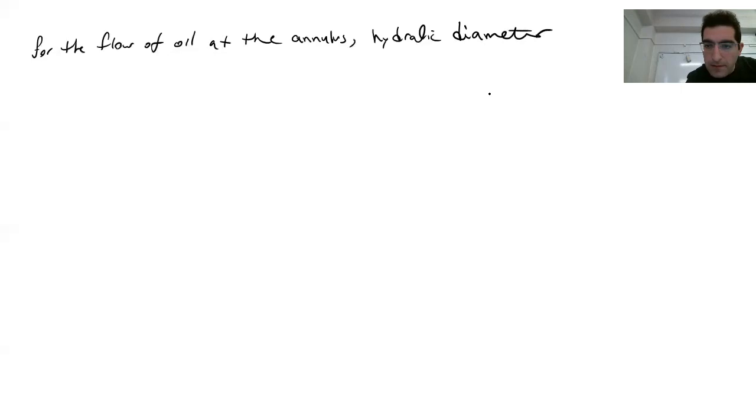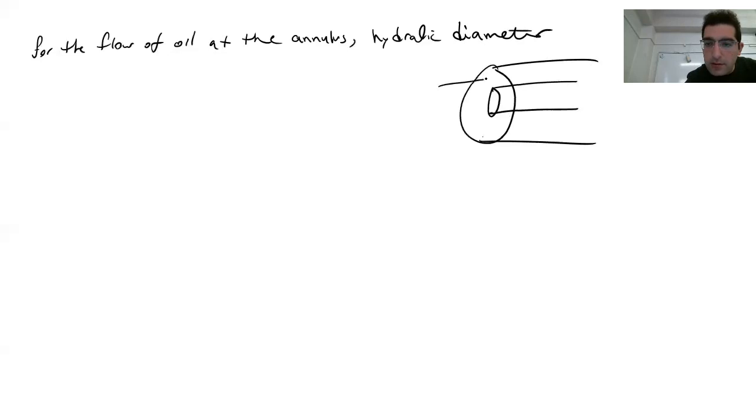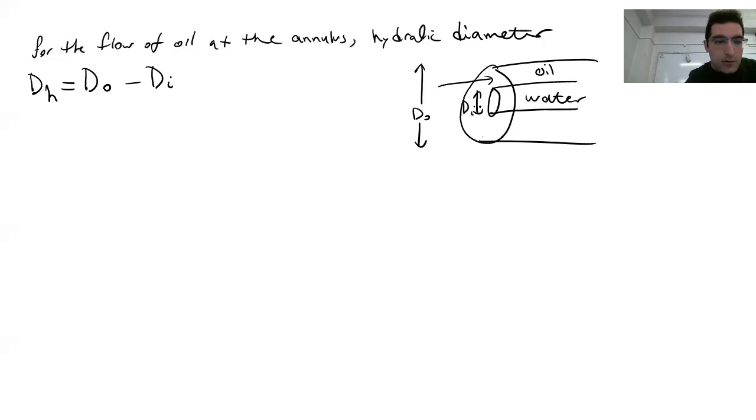So this is what we have. We have the inner tube and then we have the outer tube, right? Oil is just in the outer tube. In the inner tube you have water. In the outer tube you have oil. So the hydraulic diameter for this case is the outer diameter minus the inner diameter, which contains water. We call it D sub H, hydraulic diameter, and we write our Reynolds equation and later the Nusselt definition based on the hydraulic diameter.